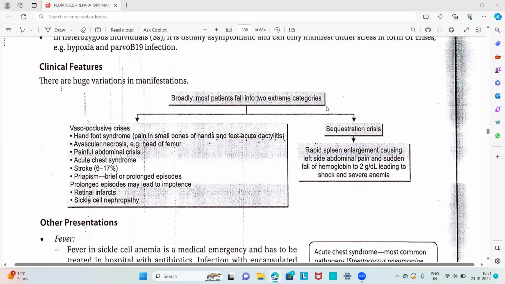Then the other category is the sequestration crisis. In that, there will be rapid spleen enlargement causing left-sided abdominal pain and a sudden fall of hemoglobin to 2 gram per deciliter, leading to shock and severe anemia. So that is about the sequestration crisis manifestation.